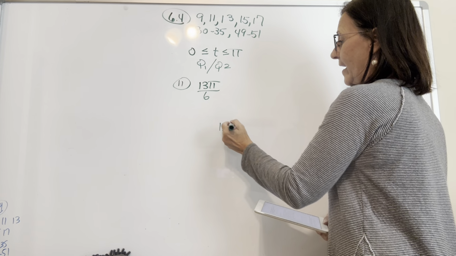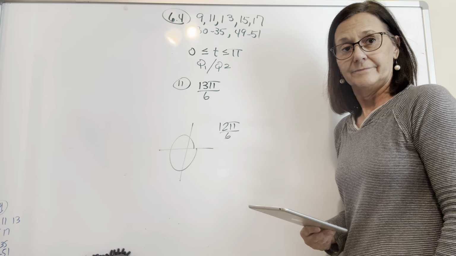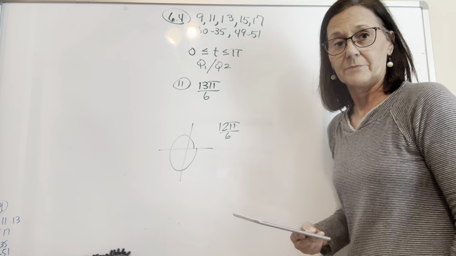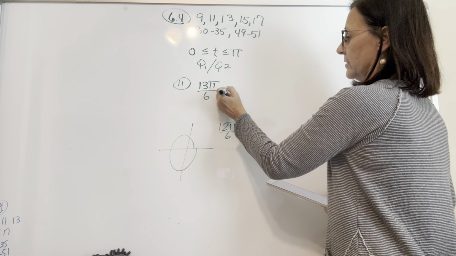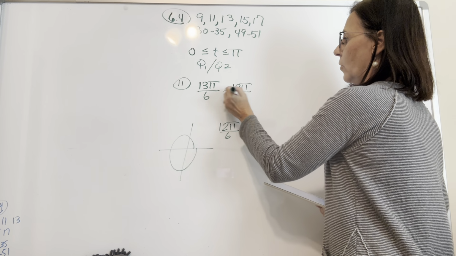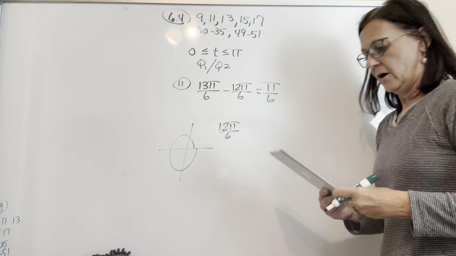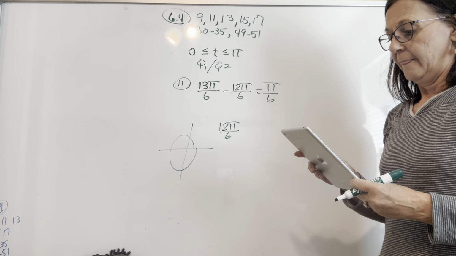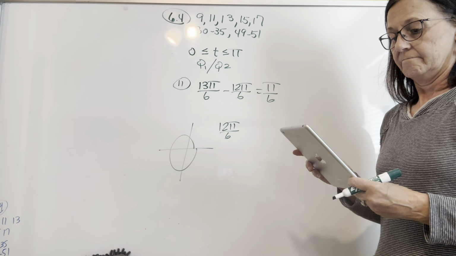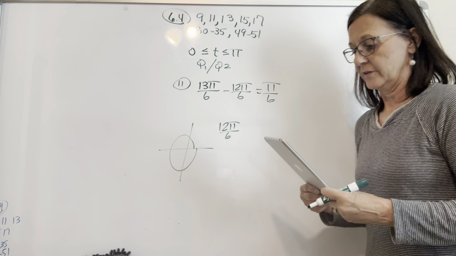11 is 13 pi over 6. Well, I know 12 pi over 6 makes one complete rotation. If I go another 6, I'm up to 13 pi over 6. And that puts me in quadrant 1. So I just subtract one whole rotation and I get to pi over 6. Okay, pi over 6. I didn't answer the second question.